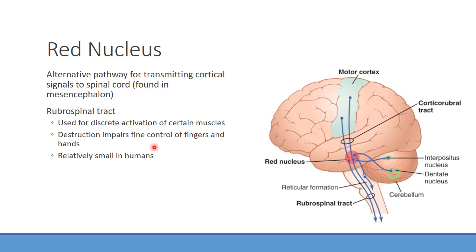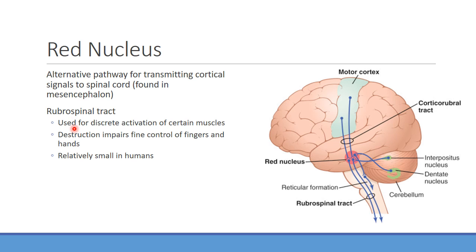So anyway, some of the different parts of the corticospinal tract, we'll talk about the red nucleus. Basically, this is an alternative pathway that's available in people, and you're going to find this helps to transmit some of those cortical signals to the spinal cord. Basically, it's found in the mesencephalon, and it's usually more well developed in other mammals, but it's going to be a little bit smaller in humans. But regardless, it helps to provide some useful features. And so when neurons are traveling via this route, it's going to be called the rubrospinal tract. It's rubro, red nucleus.